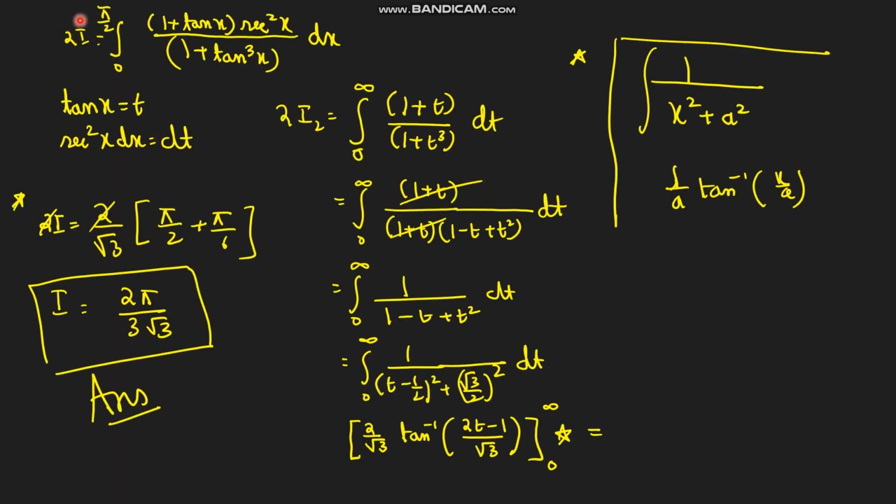Moving on, I have written the same thing again, and used the substitution tan x equals t, so sec square x dx comes out to be dt. The limits go from 0 to infinity, and 2I equals the integral of 1 plus t by 1 plus t cube dt. Now I cancel 1 plus t from both to give 1 by 1 minus t plus t square dt, and completing the square and solving, I got the tan inverse, and on solving I got the answer as 2 pi by 3 root 3.